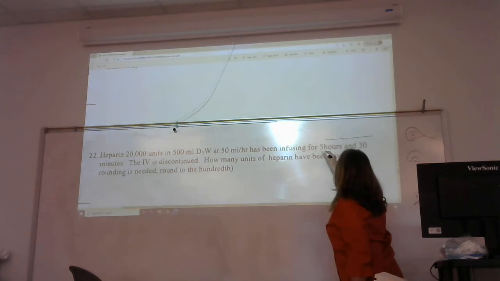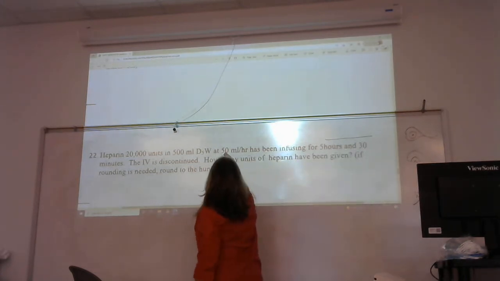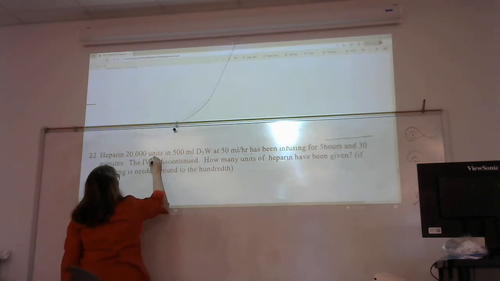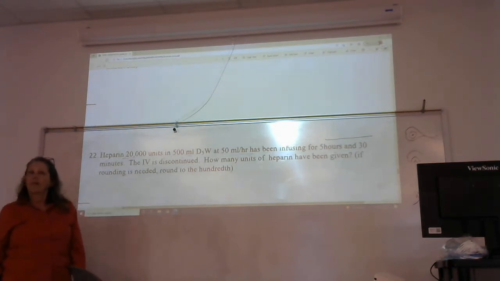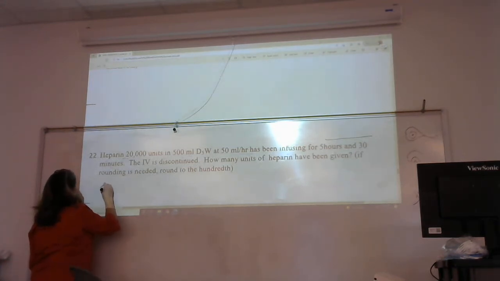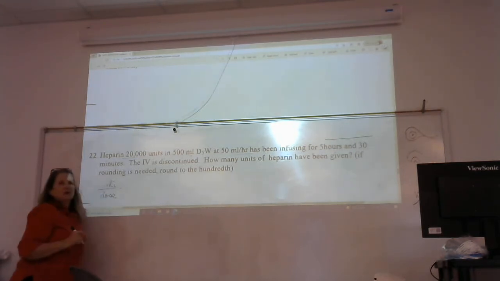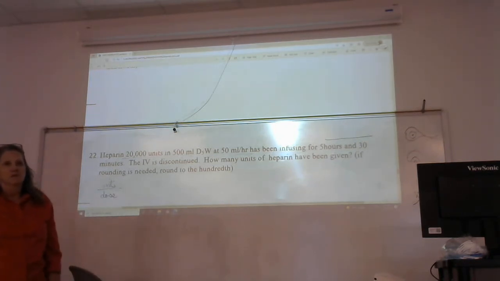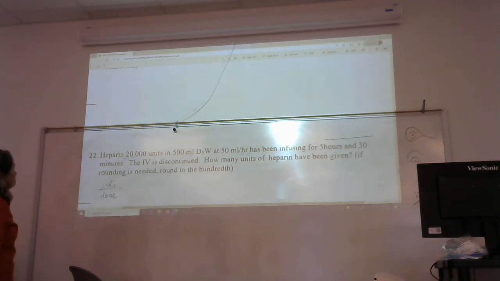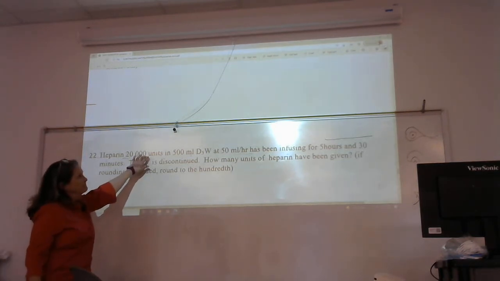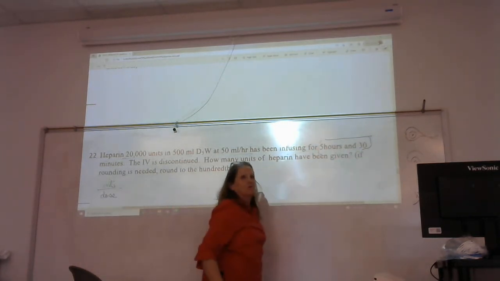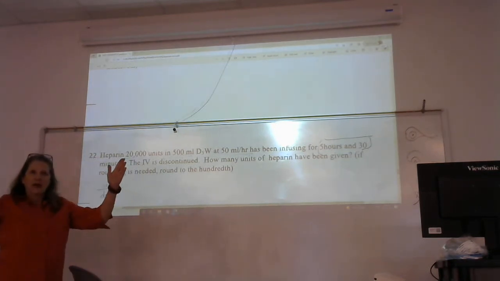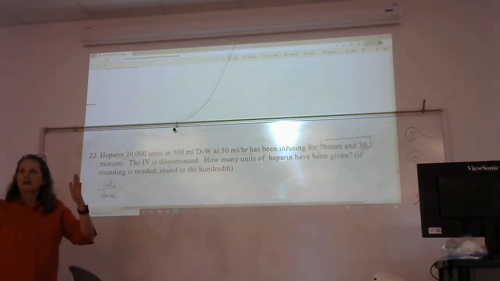Okay? So here's the time. 50 milliliters an hour. There's my mix. So what am I looking for? Units per dose. That's right. Units per dose. And what is my dose? 20,000. Oh, no, sorry. That's units. But my dose is going to come right there, because that's how long I had it. It was going for 5.5 hours.